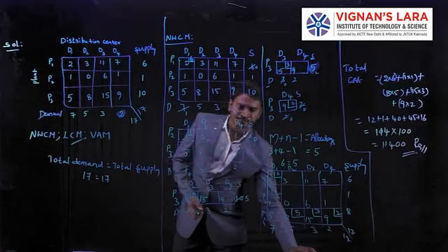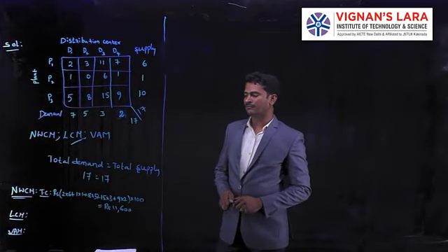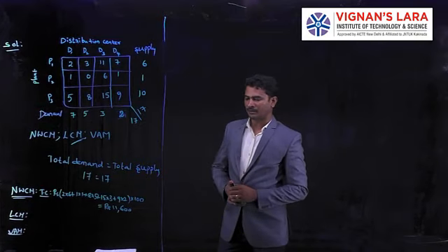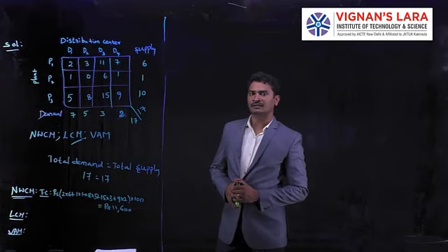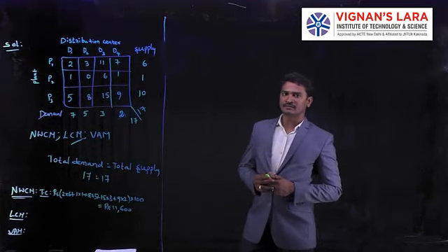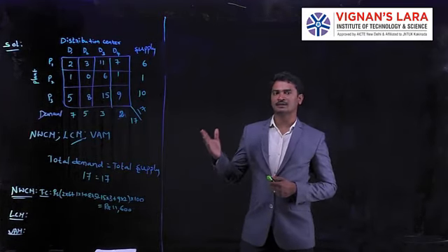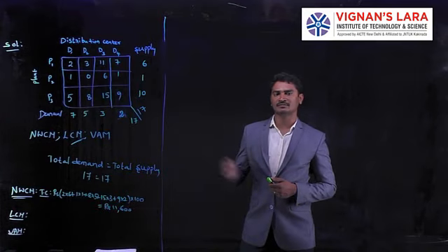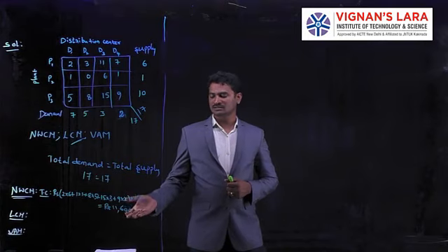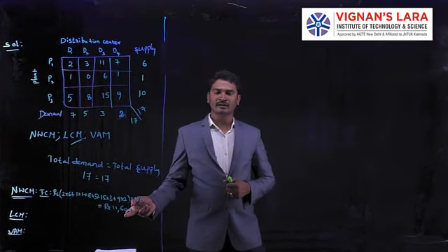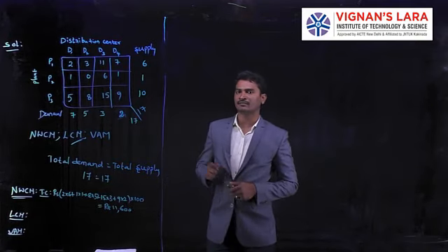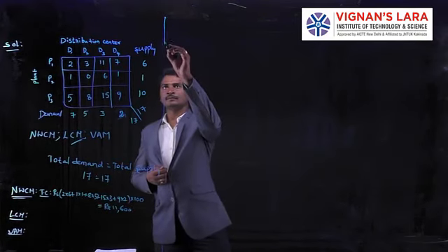Now we are going to solve the problem with the help of the least cost entry method. Why the least cost entry method? In the problem they are asking to find the initial feasible solution with the help of the northwest corner method, least cost entry method and Vogel's approximation method. From the northwest corner method we obtained the total cost as 11,600. Now we are going to solve the problem with the least cost entry method.